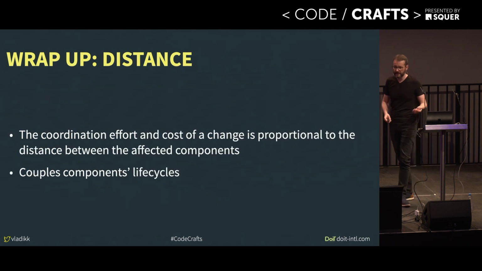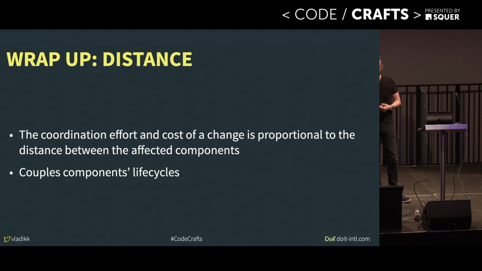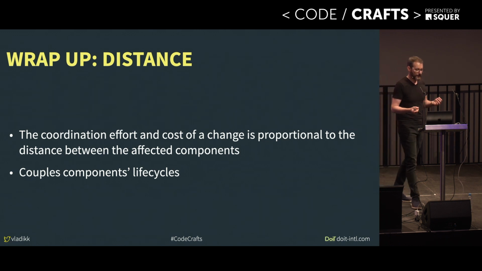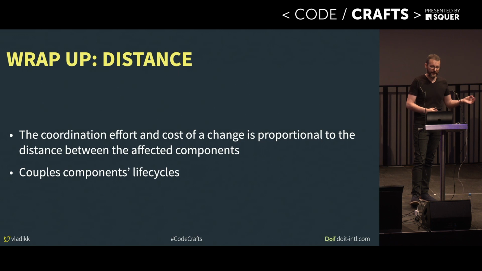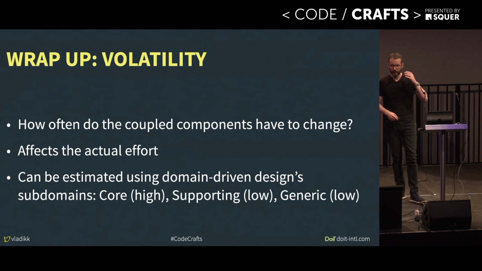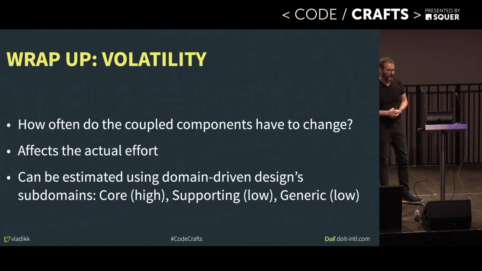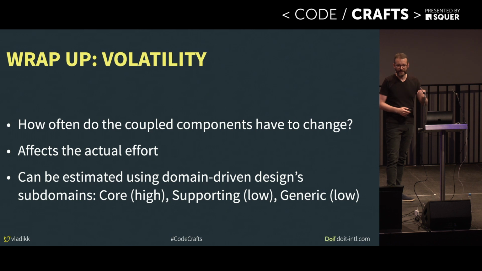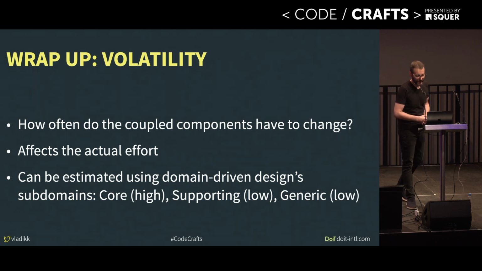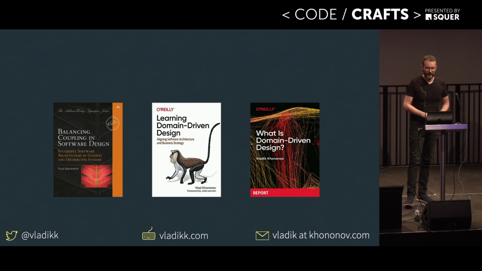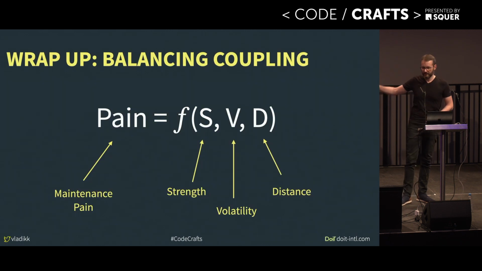We have different distances that affect the cost of implementing cascading changes and the chances of inadvertent cascading changes because of lifecycle coupling. And finally, volatility, the pragmatic dimension that allows us to evaluate how much of a problem high strength over high distance is going to be in the future. And yeah, that's the pain function. If you multiply the 3 of them, you will get the maintenance pain you're going to endure in your future.